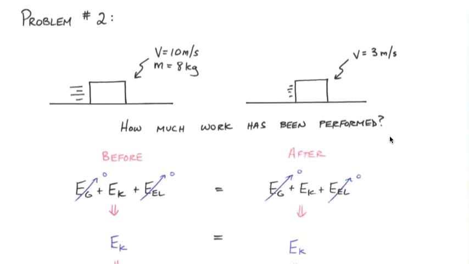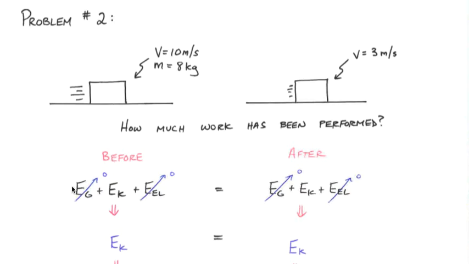Second example, now we have some friction. You can tell because this block is slowing down. It goes from 10 meters per second to 3, and it has a mass of 8 kilograms. Additionally, the question being asked is how much work has been performed? Well, in order to have work be performed, you have to have a force acting over a certain distance. So clearly there's some kind of force at play here. So work is being performed.